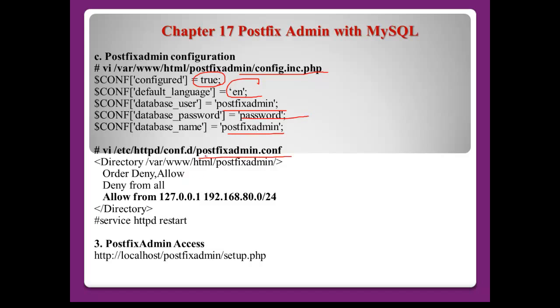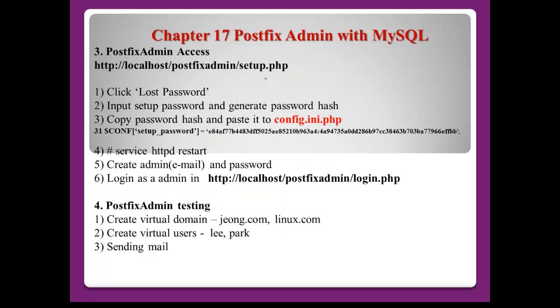And also we have to create this file postfixadmin.conf to be used by Apache. So only 5 lines, and here we have to configure the access list. In my case, I will permit the access from this network. And after that, the Postfix admin access, Postfix admin setup. So here, first click the lost password, and here if you input the setup password and generate the password hash, this one must be pasted to this file config.inc.php.